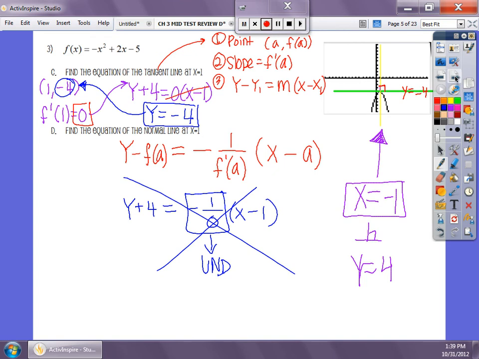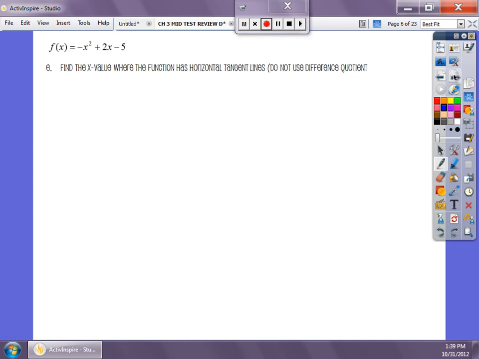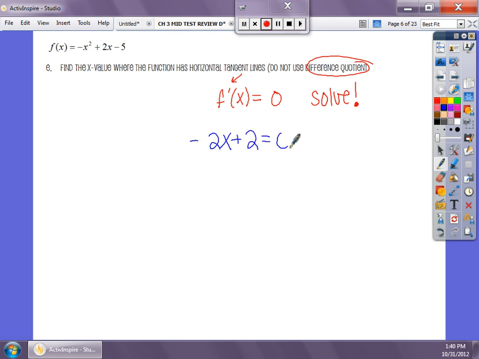Okay? Part E, find the value of x where you have a horizontal tangent line. So a horizontal tangent line would be where your derivative is equal to 0. And remember, we want to solve this. Okay, solve. We're not going to use the difference quotient, so I'm going to do this the real easy way. The derivative would be negative 2x plus 2 using the rules, equals 0. Solve, and I get negative 2x equals negative 2, x is equal to 1.